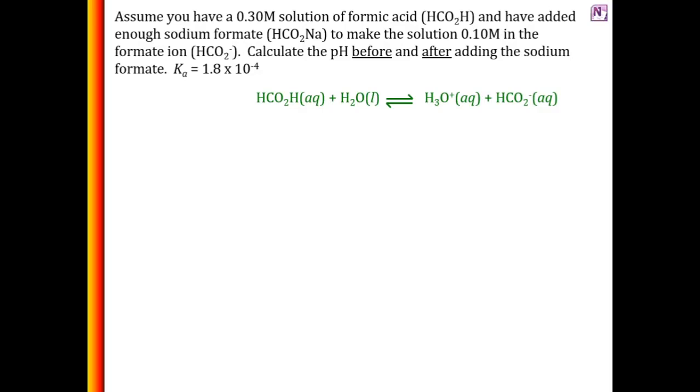And they give you a Ka here. What they want you to do is calculate a pH for just formic acid in water. And then they want you to do what we just did, where you add the corresponding ion, so the formate ion, and then calculate a new pH. I'll give you some time to pause the video and work this out, and then we'll go over it.